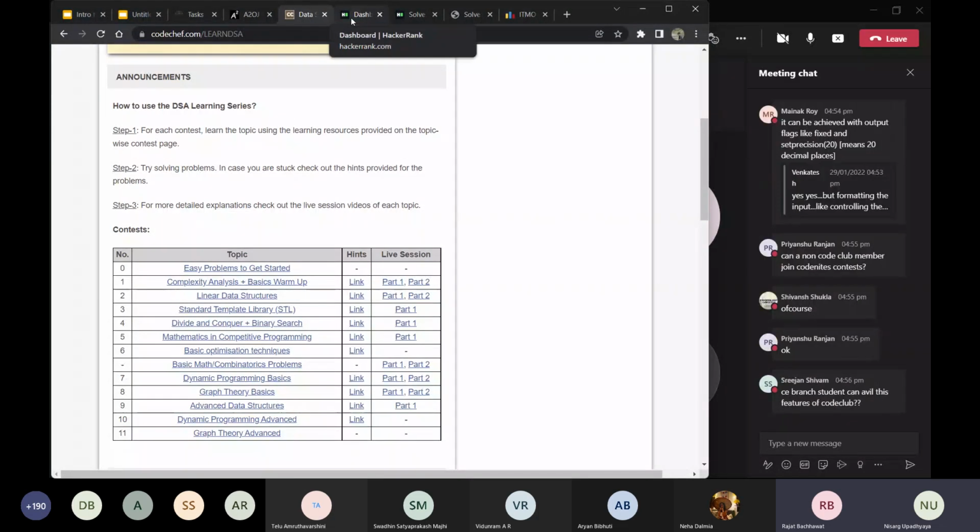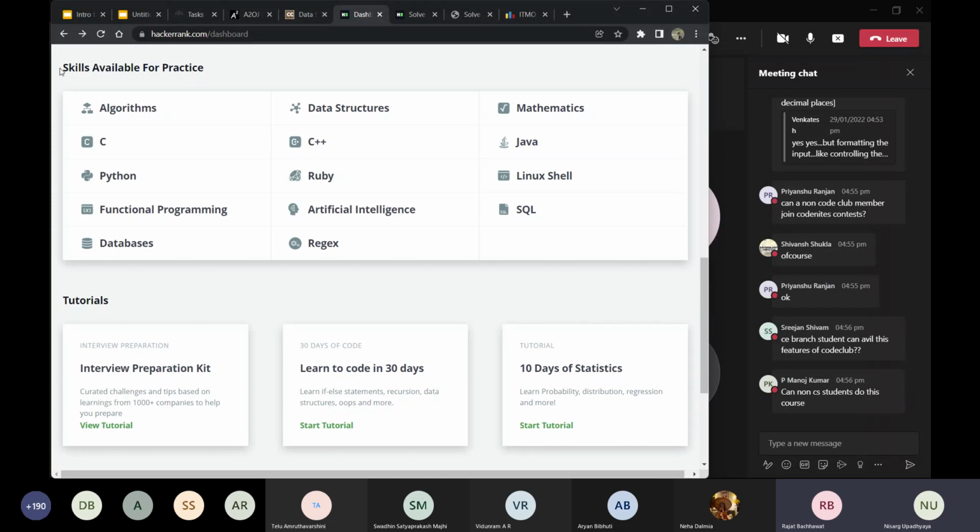Then personally, when I came to college, I was also not aware of C++, and I personally used the HackerRank modules to learn C++. In HackerRank, there are these skills available for practice.